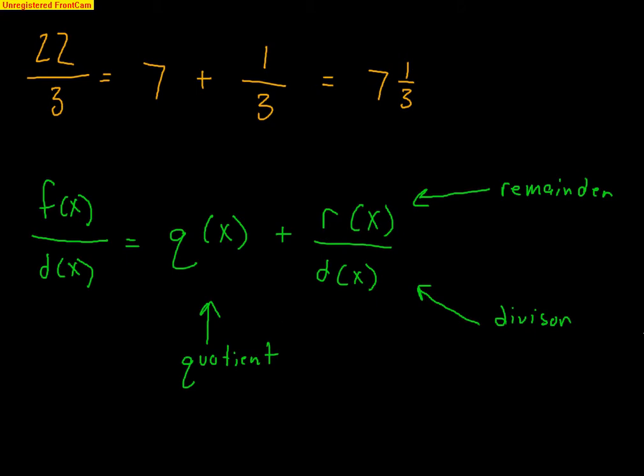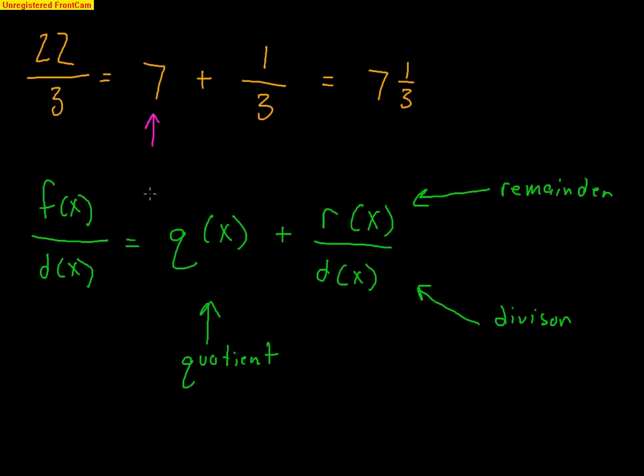Here's one more, 22 divided by 3. 3 goes into 22 7 times. That's my quotient, plus a remainder of 1. 7 times 3 is 21. That leaves us the remainder of 1 divided by 3, which is 1/3. So 22 divided by 3 is 7 plus 1/3, or 7 and 1/3, 7.3 repeating.